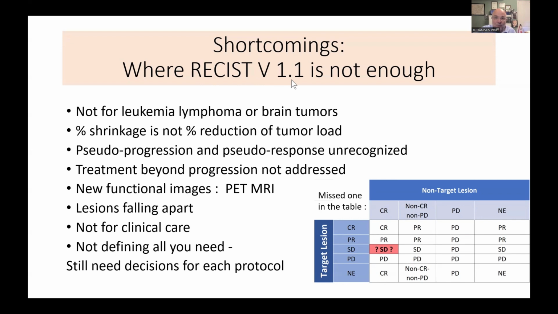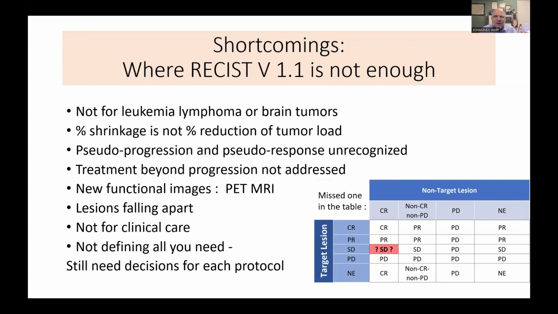RECIST version 1.1 is not for clinical care. That would be extremely sloppy, to make a clinical care patient decision based on that minimal piece of information. And finally, it is also not enough for the protocols. RECIST 1.1 is a framework. It is an umbrella. You should not, when you write a protocol, just use RECIST version 1.1 for response criteria.